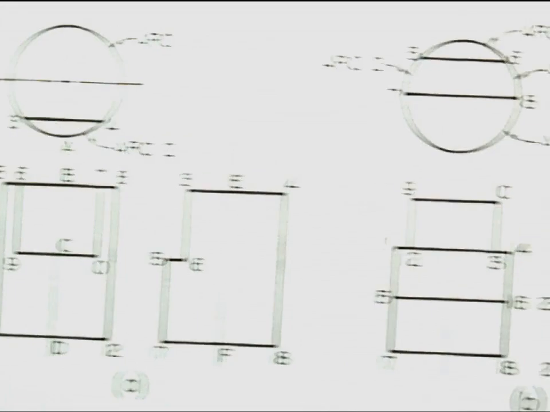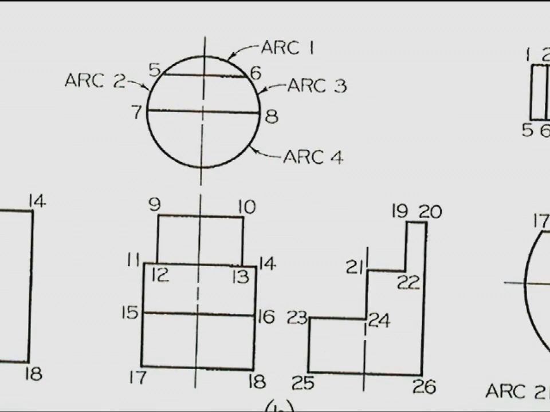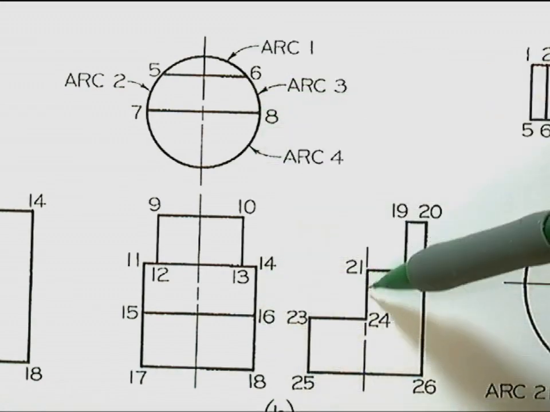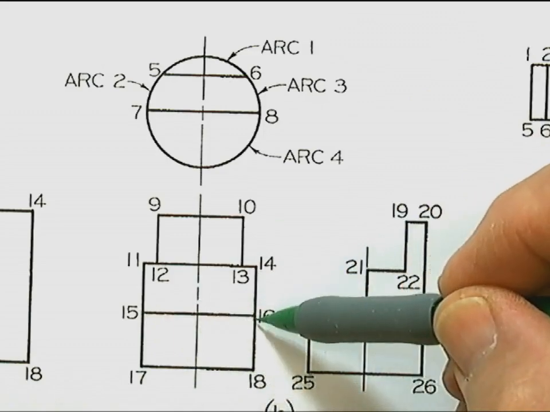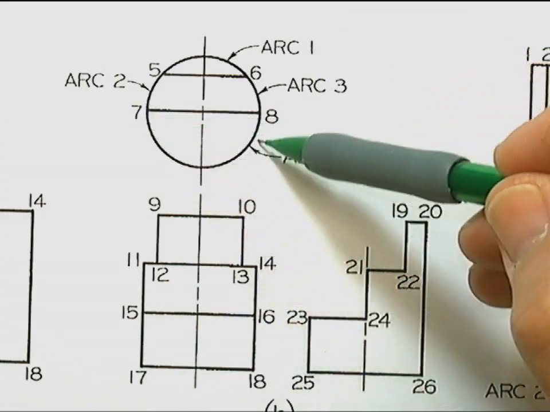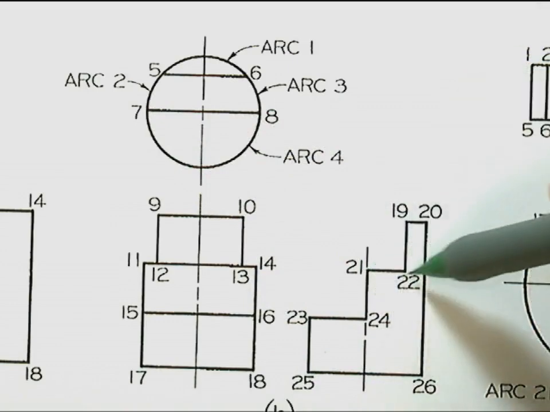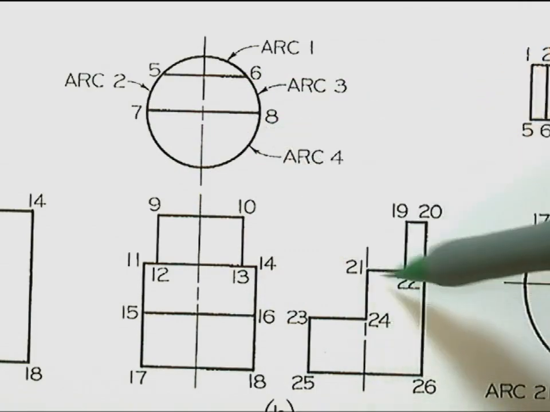Okay, the next one shows multiple steps cut out of a cylinder piece. And this creates, when we cut a cylinder right at the midpoint, basically a horizontal line all the way across. This horizontal line, 15, 16, is actually this arc number 4 all the way around between 7 and 8. Then 21, 22 is actually arc 3 here.